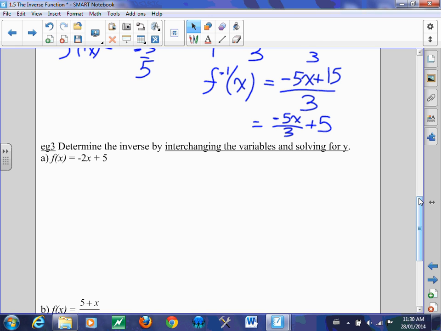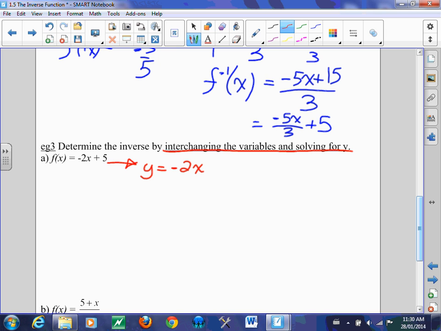Okay, the second one, which I find is the most common and easiest, is interchanging the variables and then solving for y. So first of all, just remember that f of x is really y, if you just take it out of function notation. So y equals negative 2x plus 5. Okay, and your method is to switch. So switch x and y.